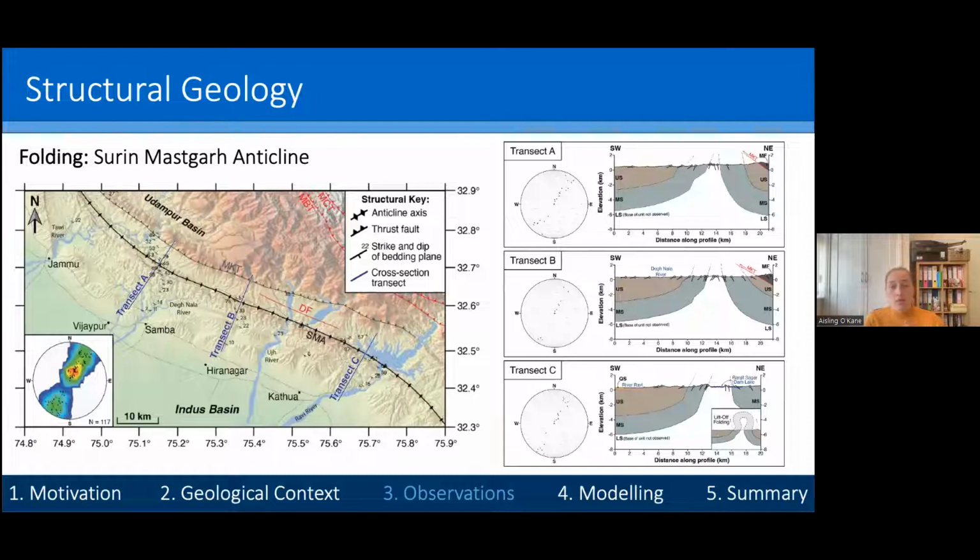We believe this fold geometry is likely to represent the lower portion of lift-off folding, and I've drawn a little schematic which tries to explain that. It's just produced from shortening above a weak decoupling layer. And assuming this geometry means that we can't estimate the total amount of shortening across the region. However, we can estimate the depth to the decoupling layer, which we assume to be this 6 kilometers, which you can see here on our cross sections. This is because we assume the deepest competent layer is this middle Siwalik, because we didn't see any deformation in the field. It's these massive sandstone layers, and it was very different to the less competent mudrocks in the region.